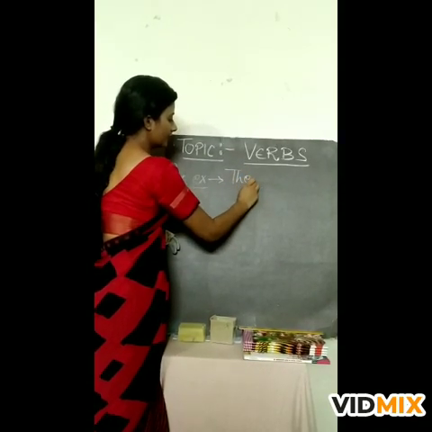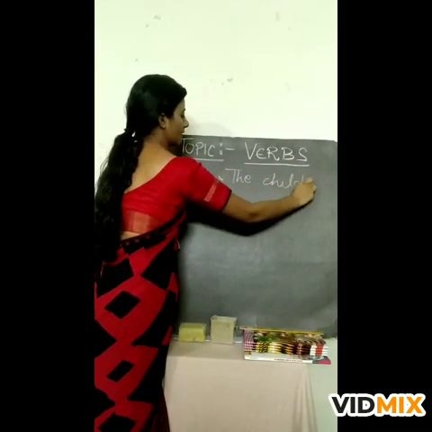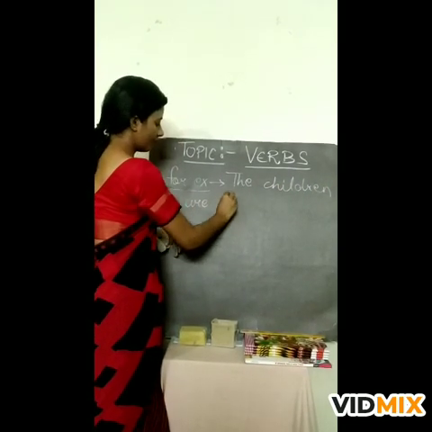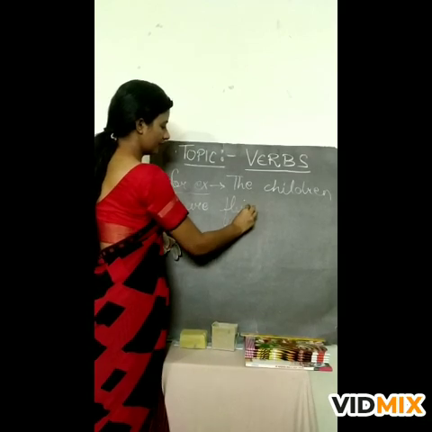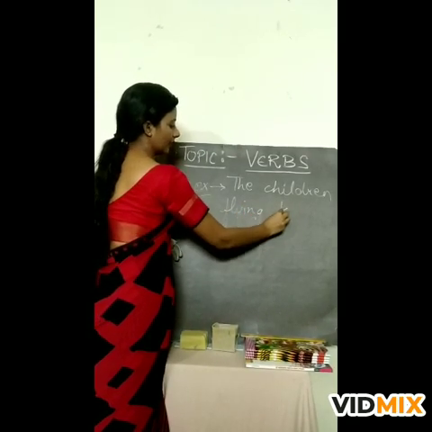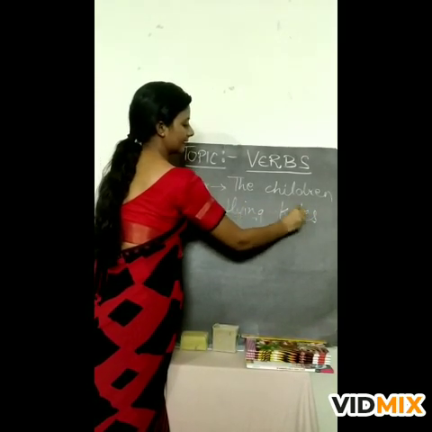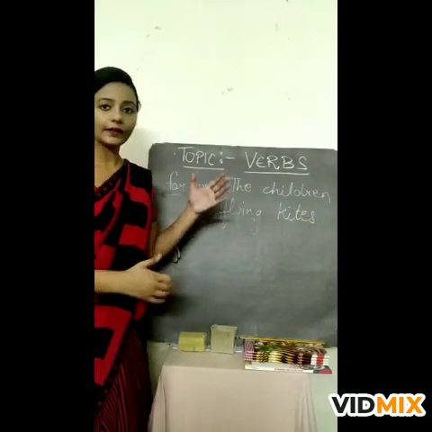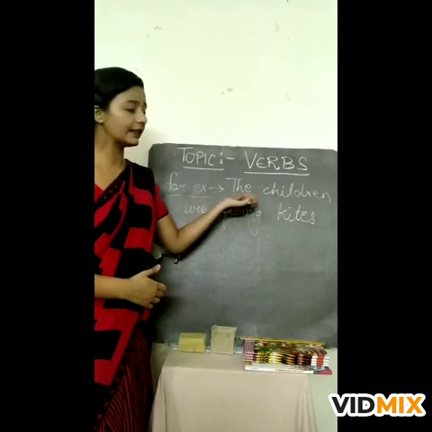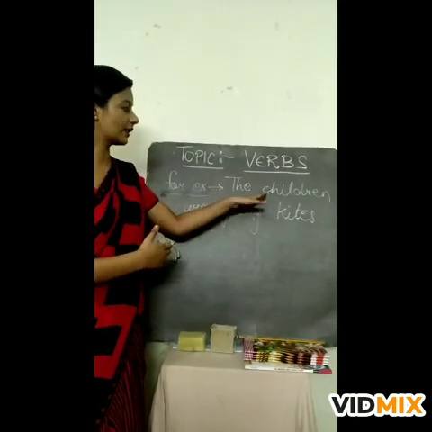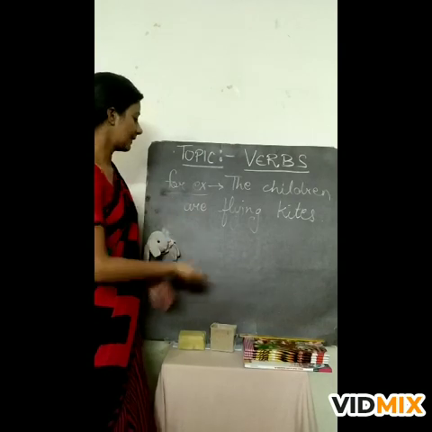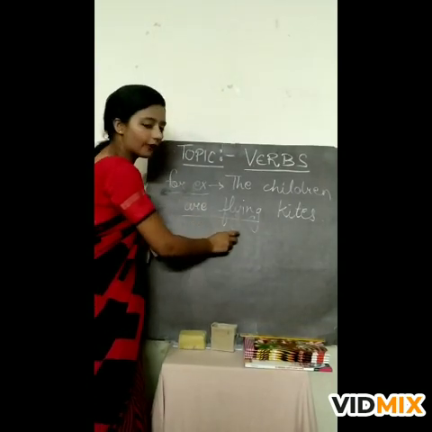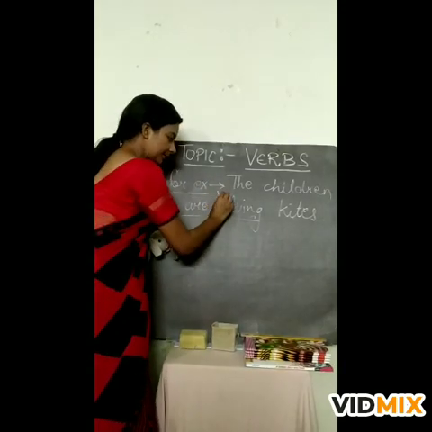For example, the children are flying kites. Now students, in this particular sentence, what is the action of these children? That means what are these children doing? Yes, these children are flying the kites. So, are flying will be the verb.